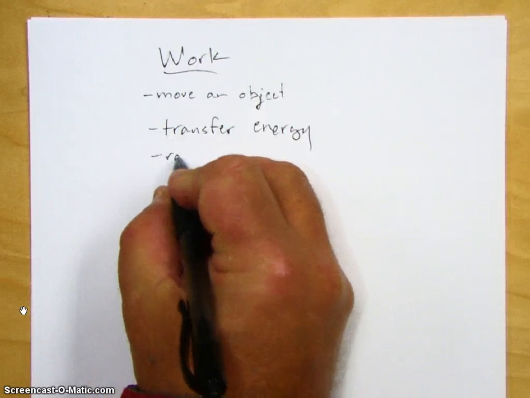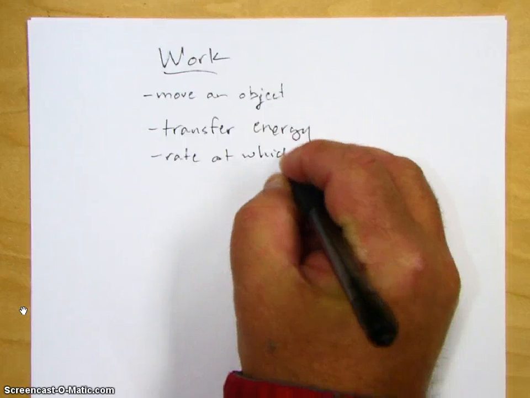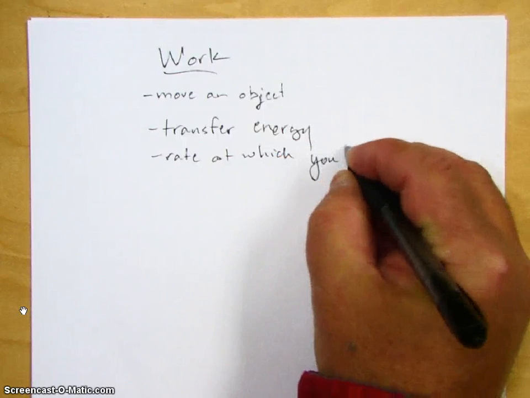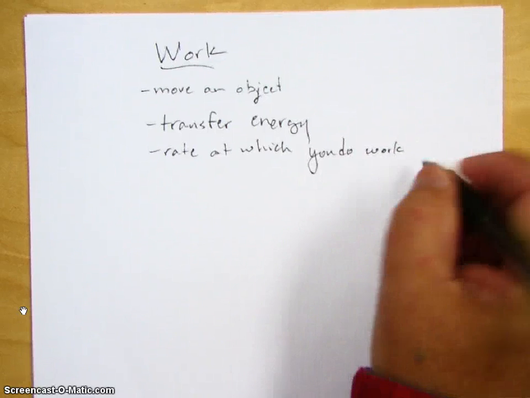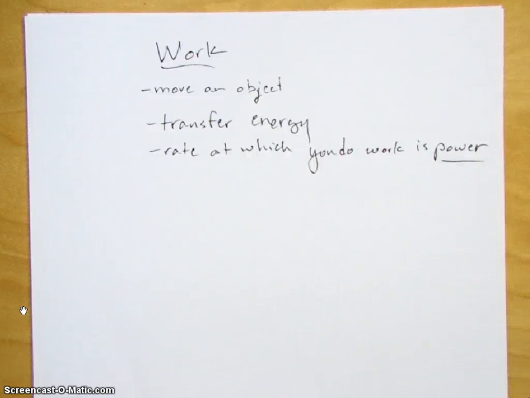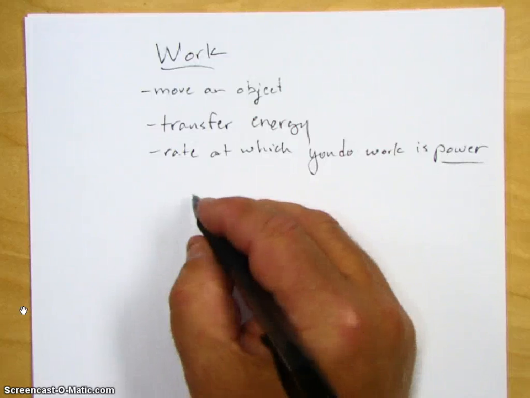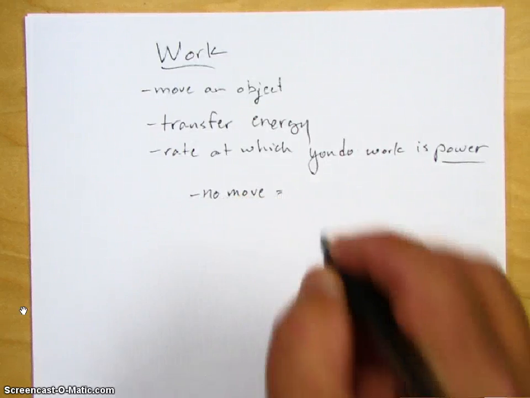Now, the rate at which you do work is power. And power is simply work divided by time. More on that later, but I'll just throw it in now. So power is work divided by time. Key thing to understand, if there's no movement, there's no work. No move equals no work.